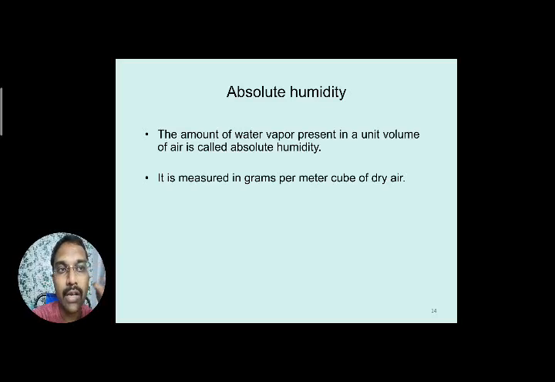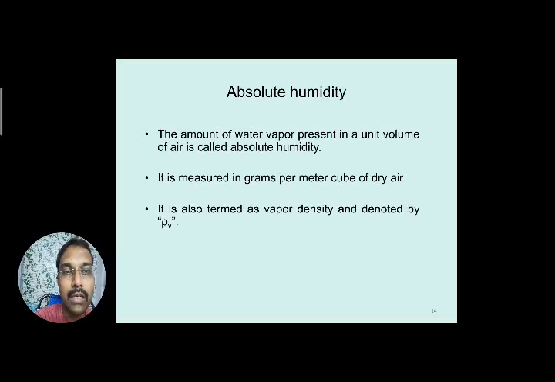Meter cube gives the value of the unit volume. Grams means how much amount of water vapor, measured in terms of mass, that is grams per meter cube of dry air. So that represents absolute humidity, which is also termed vapor density. It is called density because generally you know the units of density are grams per meter cube or kg per meter cube, and it is denoted by rho suffix v.